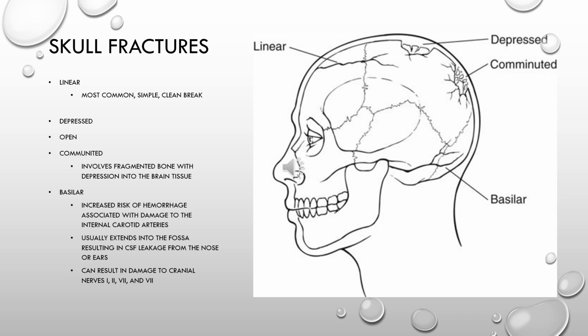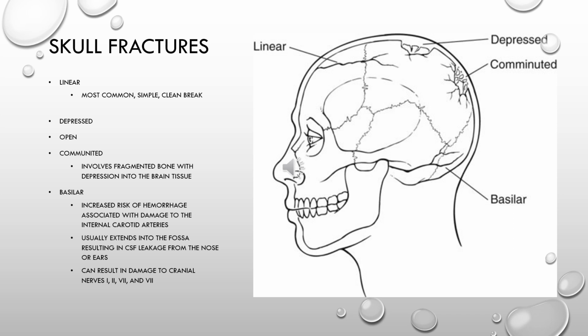Those kinds of things. And then basilar skull fractures, which we're going to talk a little bit more on some of the next few slides. This puts the patient at an increased risk of hemorrhage associated with damage to your internal carotids, because it is at the base of the skull. This usually extends into the fossa, resulting in cerebrospinal fluid leaking from the nose and the ears, and that's why some of the testing we do when we suspect basilar skull fracture has to do with CSF fluid. These are the patients that you'll see the clear stuff running out of their ears or maybe out of their nose. So there's ways that we check to see, is that CSF, and we'll talk about that in the next couple slides.